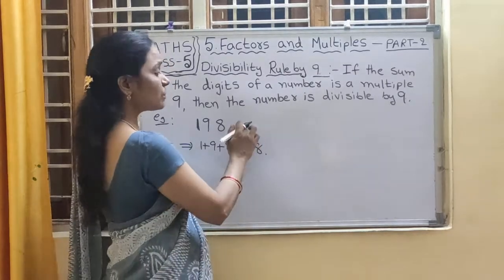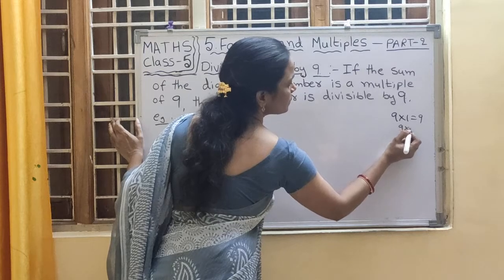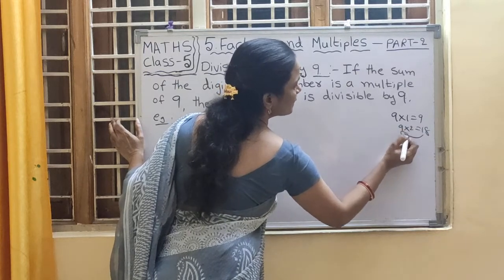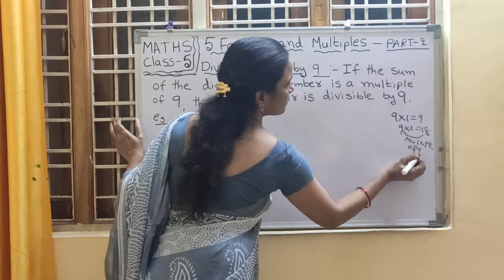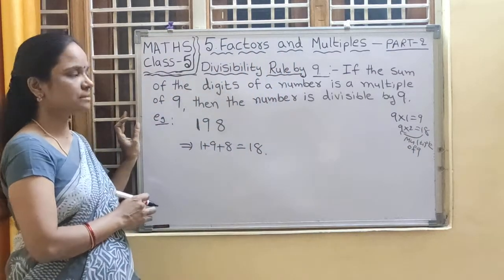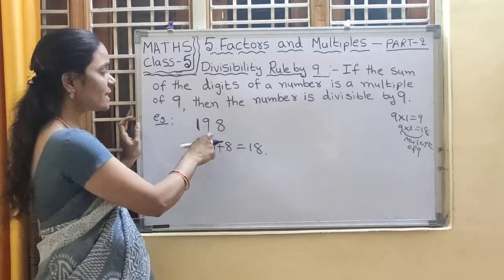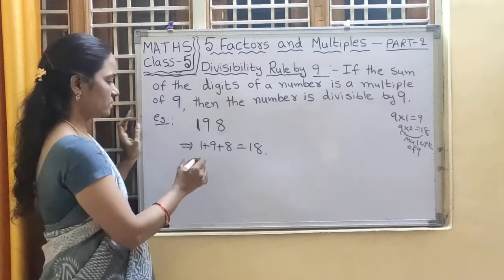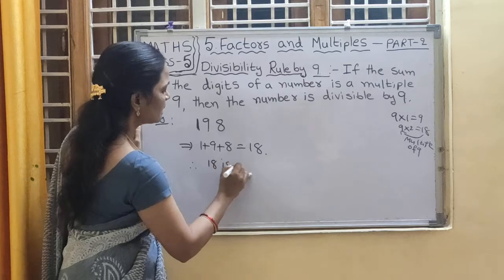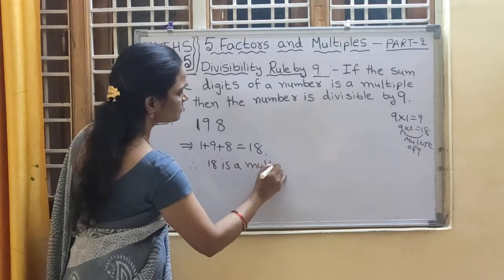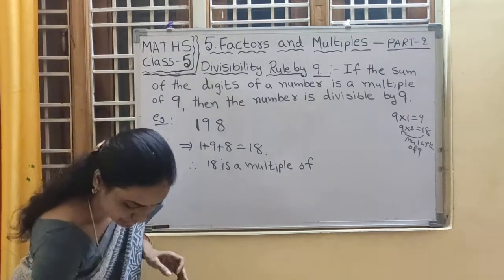And 18 is a multiple of 9. Means in the 9 table, 9 ones are 9, 9 twos are 18. So 18 is a multiple of 9. So if the sum of the digits of the given number is a multiple of 9, then the given number is divisible by 9. So here write down: 18 is a multiple.